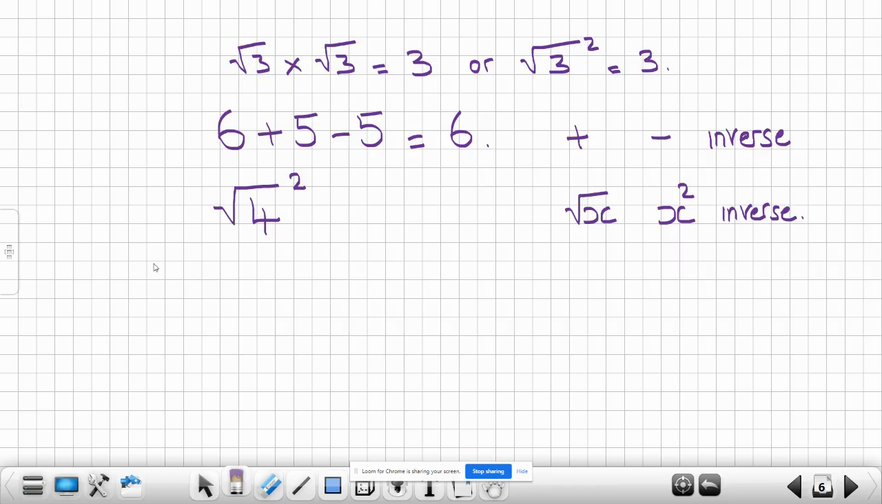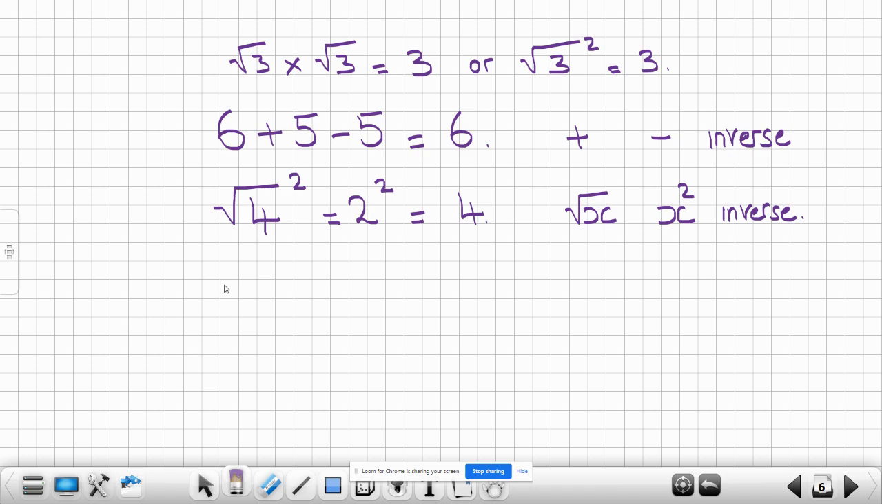So let's try it. We can do it in 2 stages. We could think, what is the square root of 4? It is 2. And then we've got to square that. And indeed, we get back to 4. So there's our first sum, and we should be getting some sort of understanding from that.